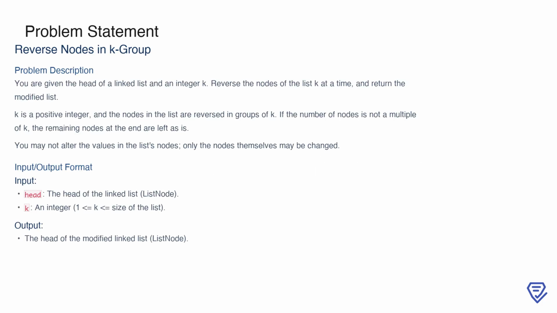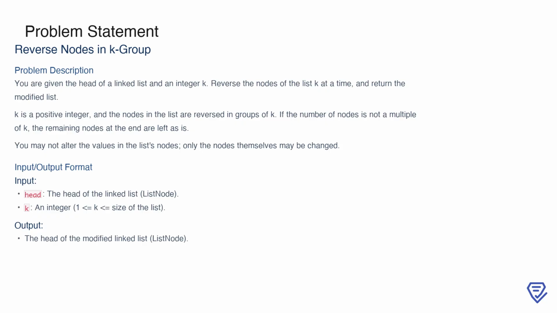In this problem, we are tasked with reversing the nodes of a linked list in groups of K. The goal is to modify the linked list such that every consecutive group of K nodes is reversed. If the number of nodes in the list is not a perfect multiple of K, the remaining nodes at the end of the list are left unchanged. It's important to note that we can only change the links between nodes, not the values within the nodes themselves.